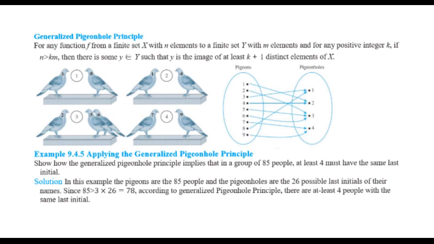We say, in this example, the 85 people are the 85 pigeons, right? And how many pigeonholes do we have? We have 26 possible last initials for their names, so we have 26 possible pigeonholes. And since 85 is greater than 3 times 26, which is 78, according to the generalized pigeonhole principle, there are at least 3 plus 1, which is 4 people with the same last initial.